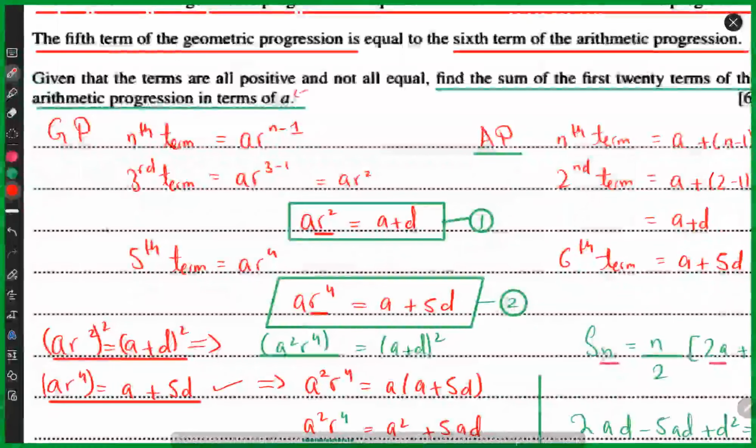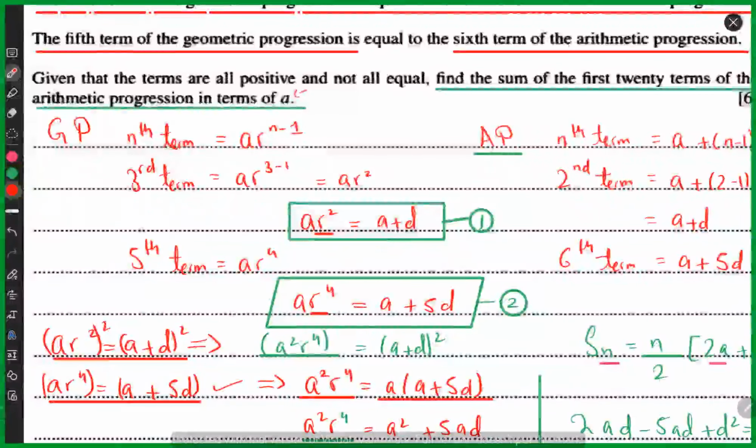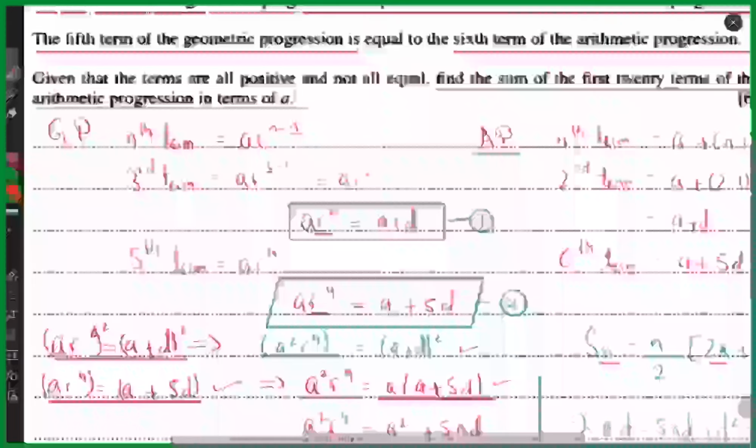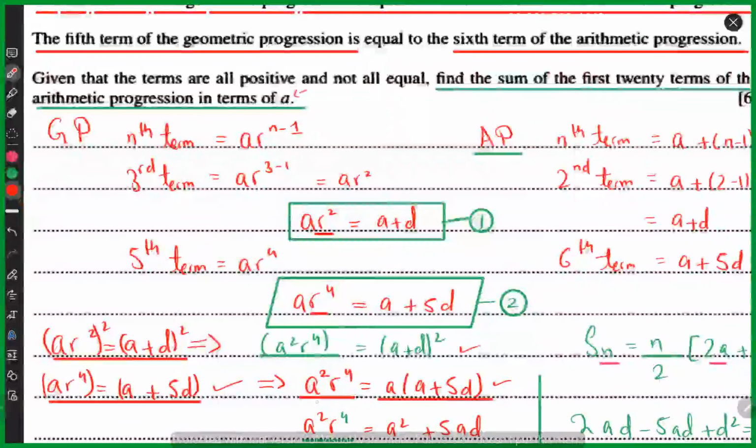I've just multiplied a on the left side. I've multiplied a on the right side. And here I got a squared r to the power 4. And this is what I got on this side. And why have I multiplied a? Just so this and this become exactly identical. Okay. So now I have a squared into r power 4, a squared r power 4.